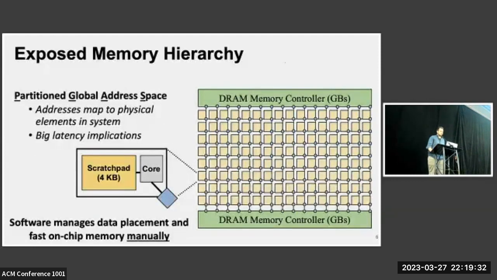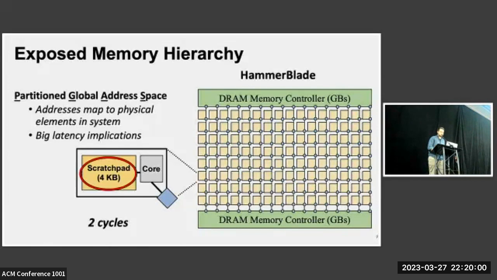A major concern is the exposed memory hierarchy. Unlike multi-cores where you have virtual memory, L1 caches, and coherence to make all the memory seem coherent and quick, you don't really have this on a Manycore. Instead, you have an exposed memory hierarchy, and this is usually done in the form of a partitioned global address space, which is a memory model in which addresses map to physical elements on the chip, such as a specific core, an accelerator, or an off-chip memory module. And this can have very big latency implications for software.